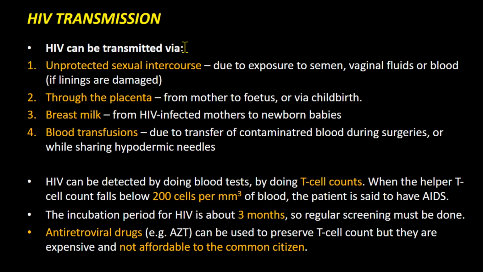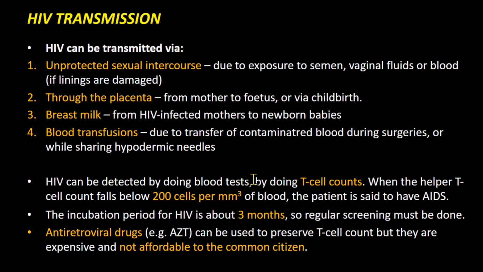So HIV can be transmitted via the following. 1. Unprotected sexual intercourse, due to exposure to semen, vaginal fluids, and blood if the anal or vaginal linings are damaged. It could occur through the placenta from the mother to the fetus or via childbirth, through breast milk from HIV-infected mothers to newborn babies, and blood transfusions, due to transfer of contaminated blood during surgeries or while sharing hypodermic needles, for example, if you're taking drugs.